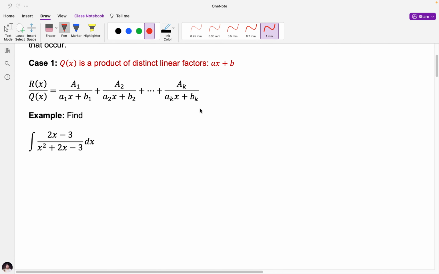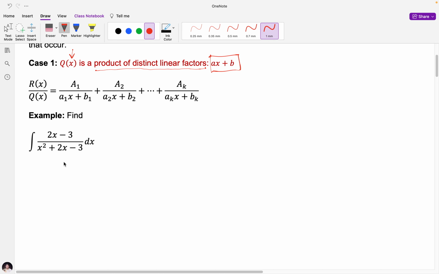That is when the denominator is a product of linear factors, that is of the form ax plus b. So our denominator q of x should be expressible as a product of distinct linear factors. When I say distinct, nothing should repeat. First, to understand better, let's consider this example.